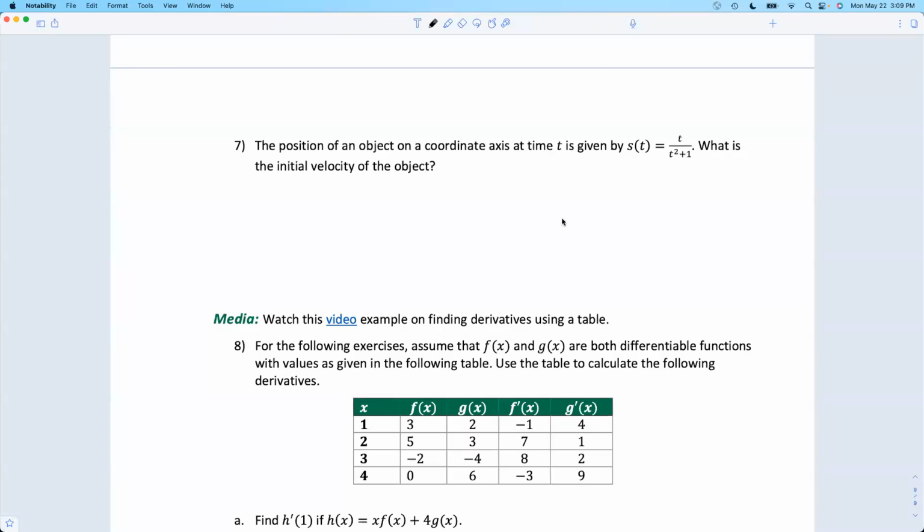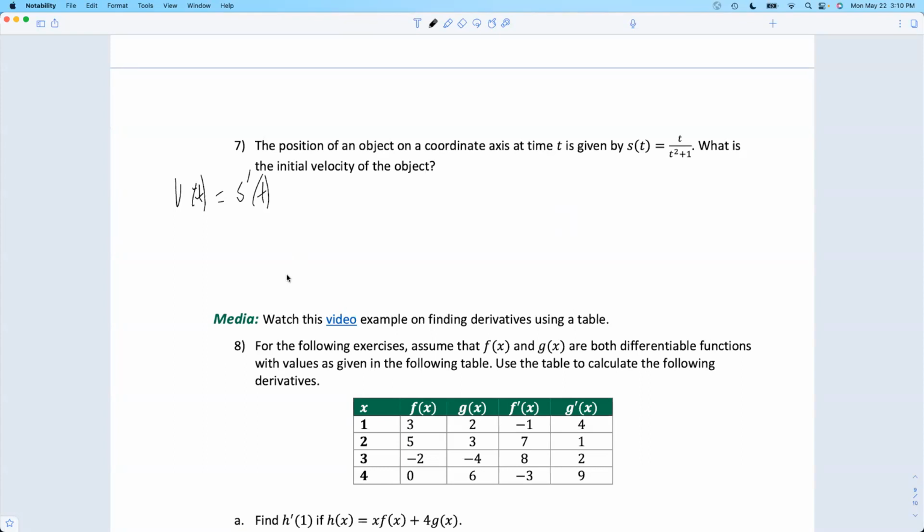Okay, here we're given a position function and we're asked something about the velocity. In particular, we're asked about the velocity at time zero. That's what initial velocity means. So recall, velocity as a function of time is the derivative of position.